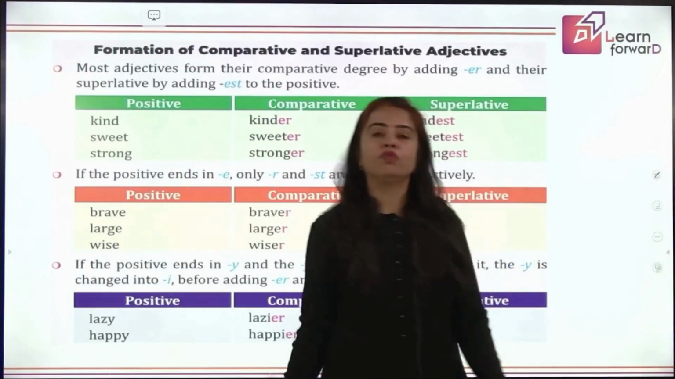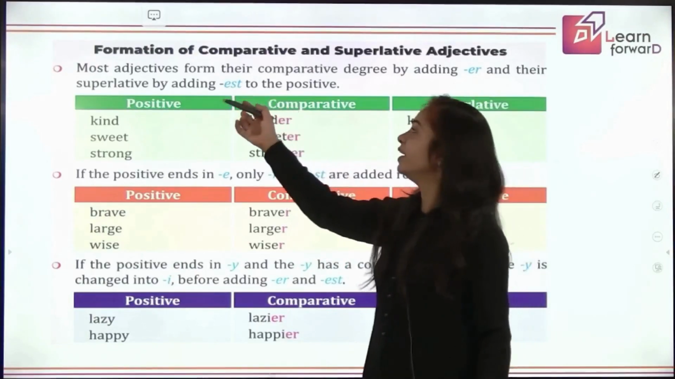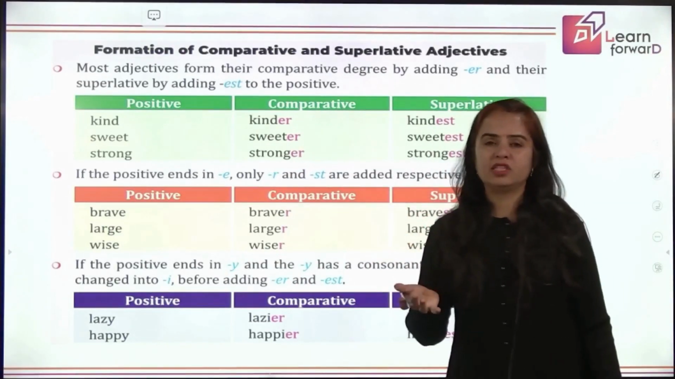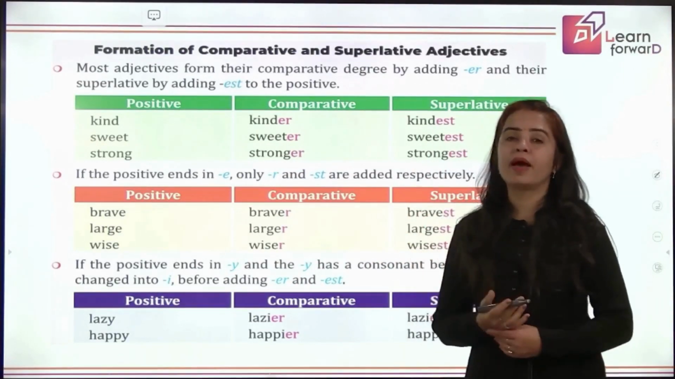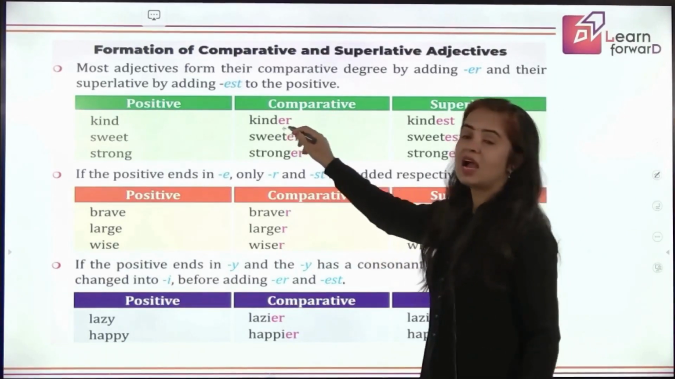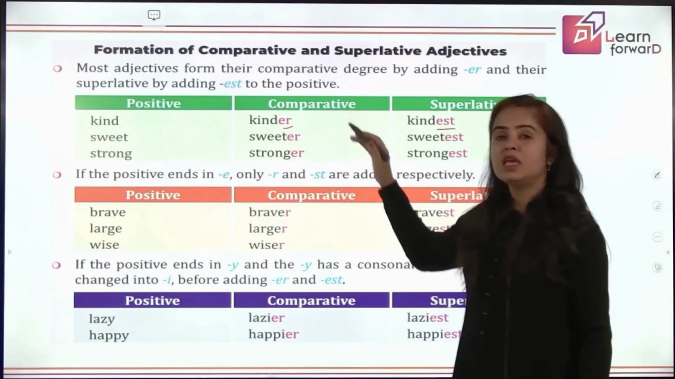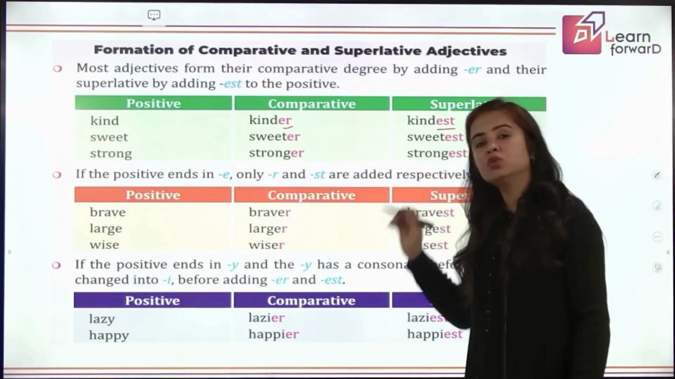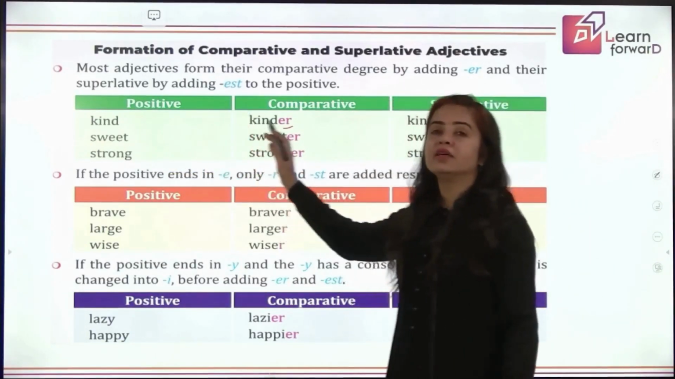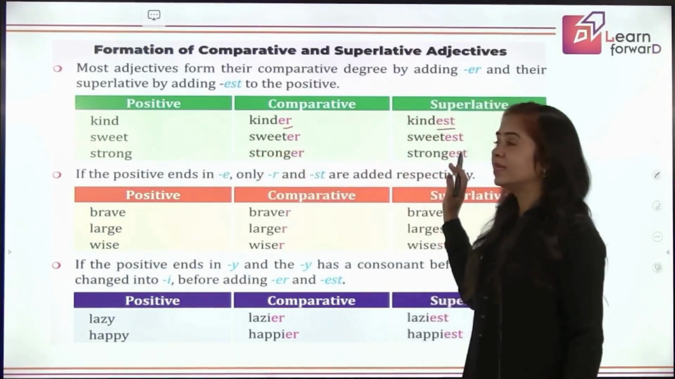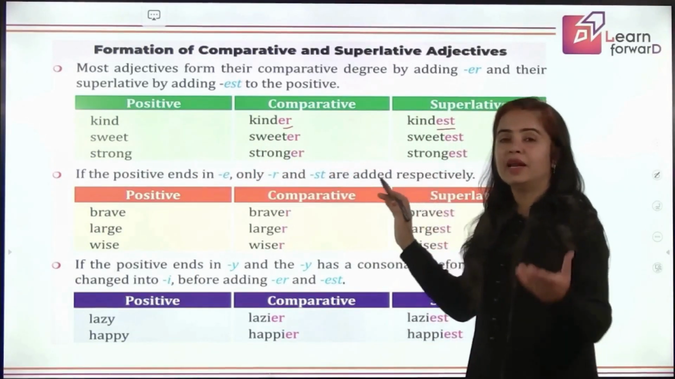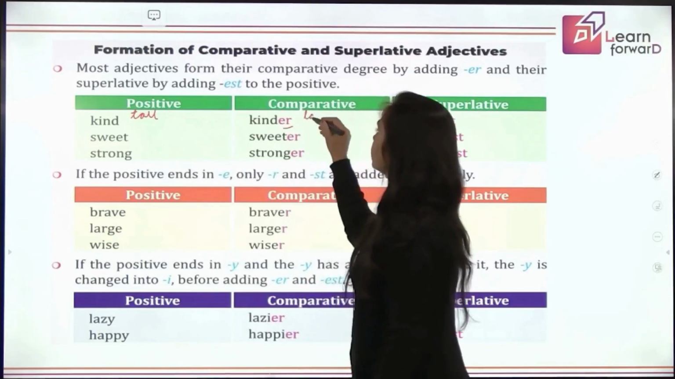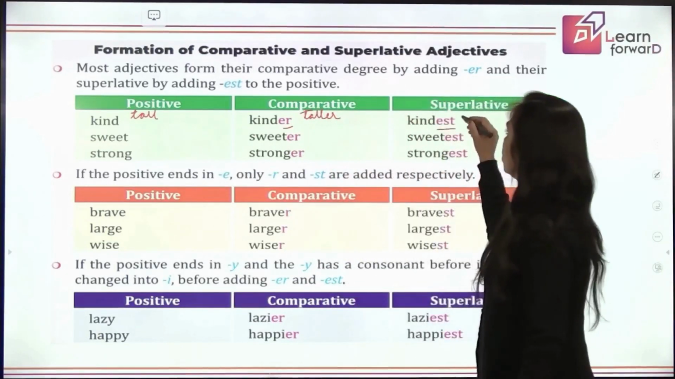Now let's see how do we have the 3 degrees of comparison for the different adjectives. How do we form them? The first rule is, we have learned so many adjectives, right? So the first rule to make the comparative and superlative degrees is just add er and est. Er we add to get the comparative degree, and est we add to get the superlative degree, like kind, kinder, kindest, sweet, sweeter, sweetest, strong, stronger, strongest, and the very example I just started with was tall, taller, and tallest.